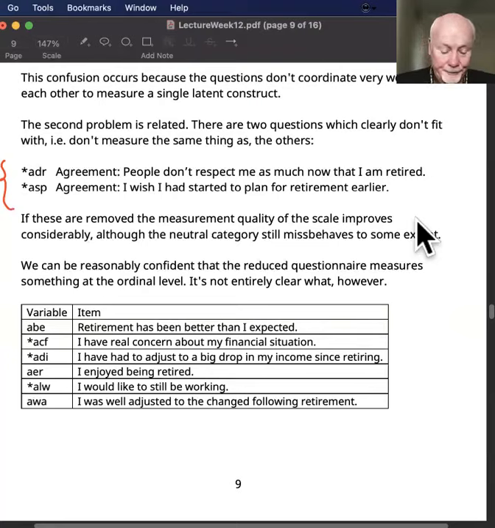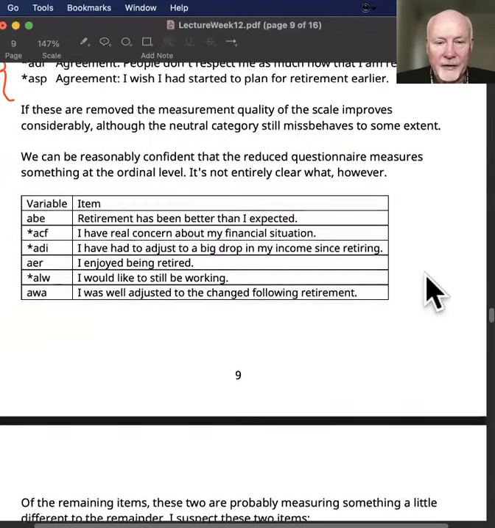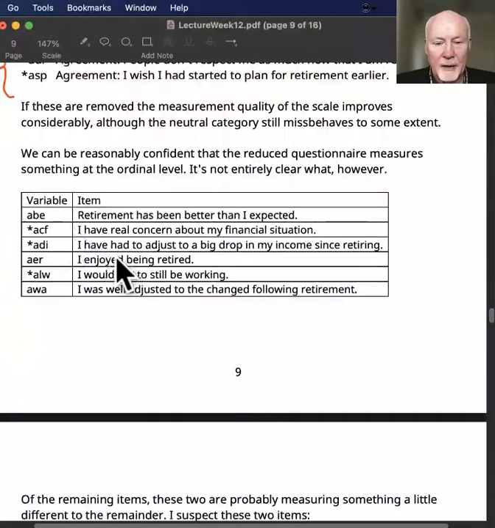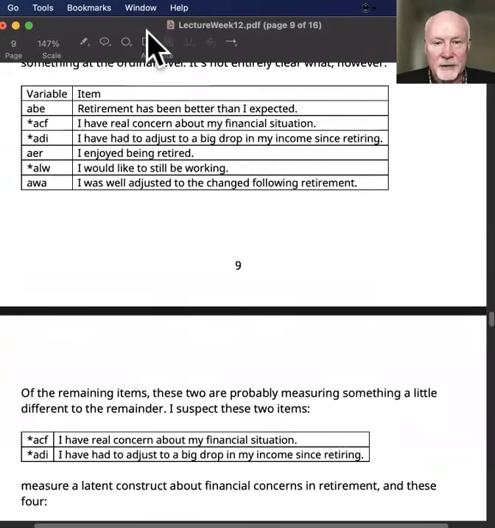They don't fit. So normally if you're developing a questionnaire and you actually want it to measure a latent construct, you do a lot of testing. You do repeated tests to identify items like this and fix them or remove them. So what I then did was test the data removing those two. Okay. And that worked quite a lot better.